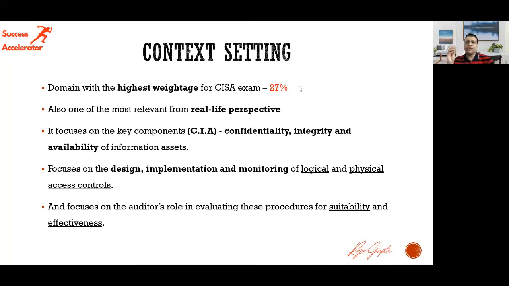Whatever you do, whether you are checking the backup process, the restoration process, server settings, firewall security, user access management, segregation of duties, anything which you do in ITGC, you try to get comfort around confidentiality, integrity, and availability of information. So this is the foundation. And then in this domain, you also focus on the design, implementation, and monitoring of two things: logical access and the physical access controls. I will cover that in the next few minutes.